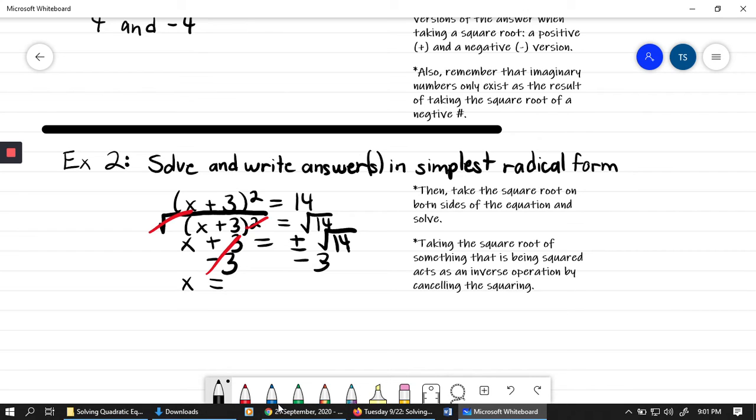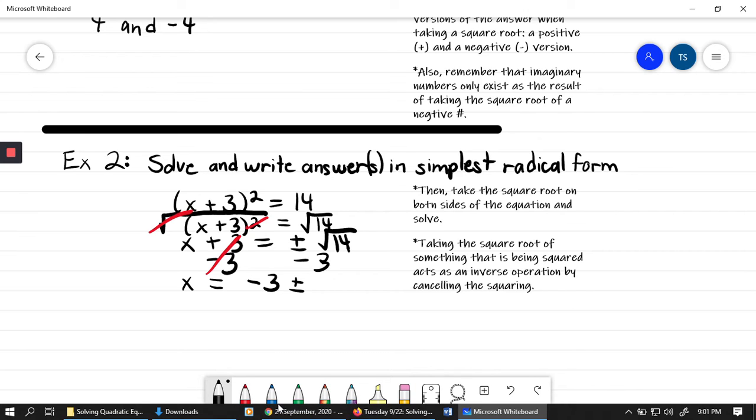Alright, so when we do write this out, if we're going to write it in its simplest radical form, there's no way to simplify the square root of 14. However, if we're going to write this whole expression here, the negative 3 and the plus or minus the square root of 14 in its simplest radical form, there are two ways that we can write it. We can either write the negative 3 first.